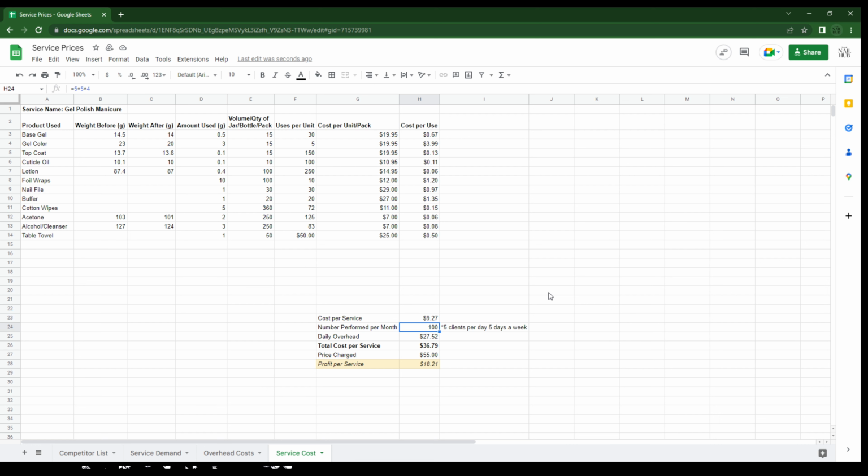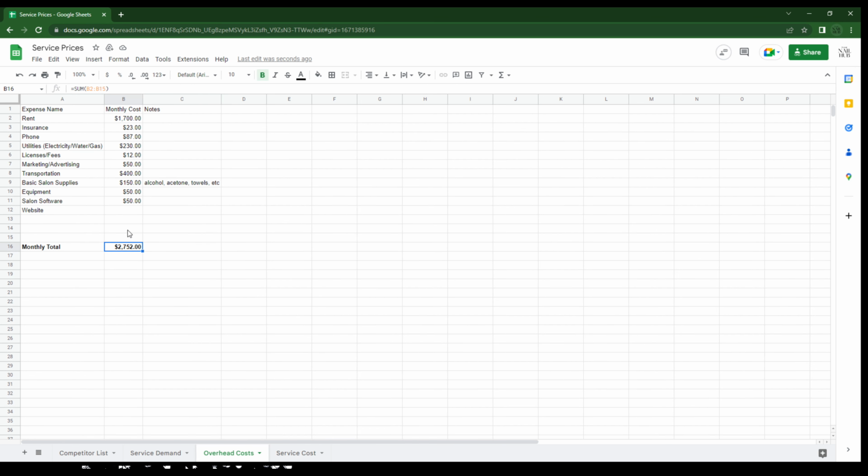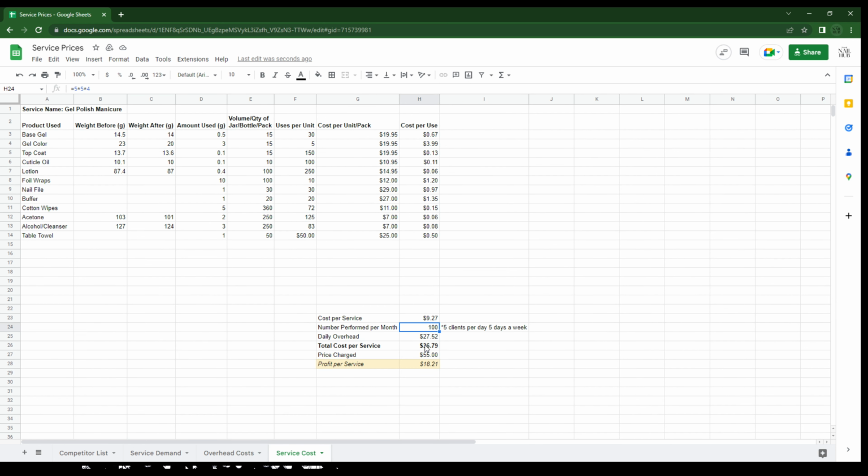Let's say I'm only doing about 100 services a month. This is based on 5 clients per day, 5 days a week, right? And so that's 25 people a week that I'm working on, so 100 clients per month. And if I am doing 100 services per month, I'm going to take this overhead cost, $27.52, and divide it by that same 100 people. So this is taking that overhead total per month, dividing it by how many services I'm doing per month, and it gives me the total daily overhead that I need to fixate on.